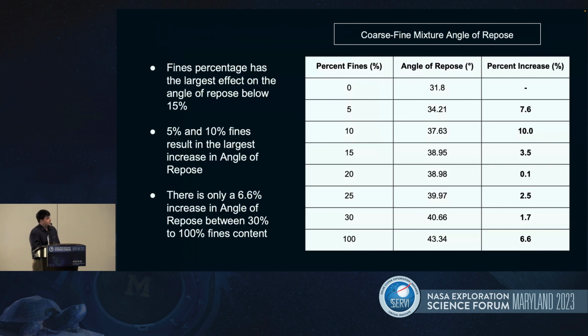So you can see here, the fines percent has the largest effect on the angle of repose below 15%. At 5%, there's a 7.6% increase. At 10%, there's a 10% increase. After 10%, it goes 3.5 down to 0.1. This can really be shown by from 30% fines to 100% fines, there's only a 6.6% increase in angle of repose. So, at that point, what you're adding to it is really not changing it all that much.